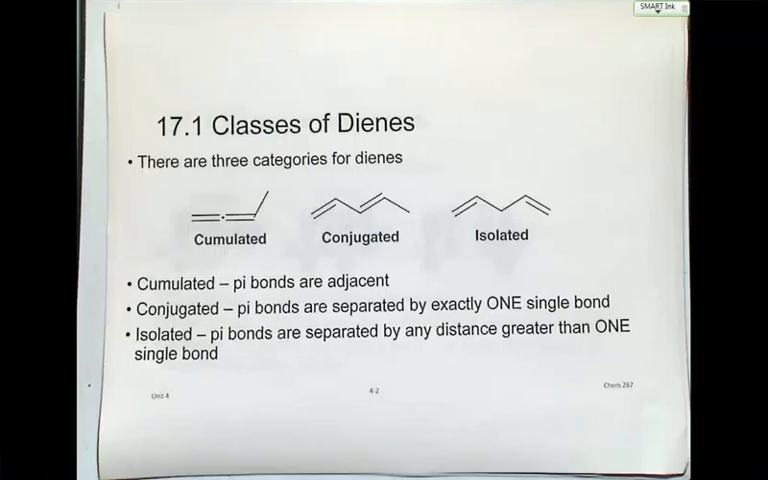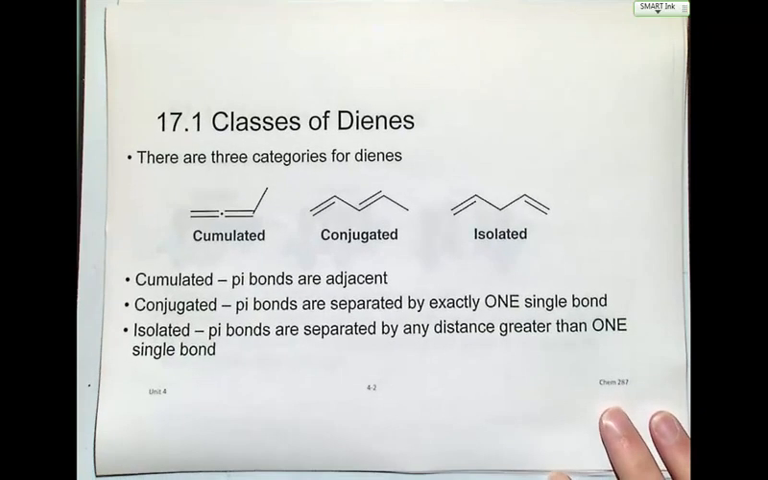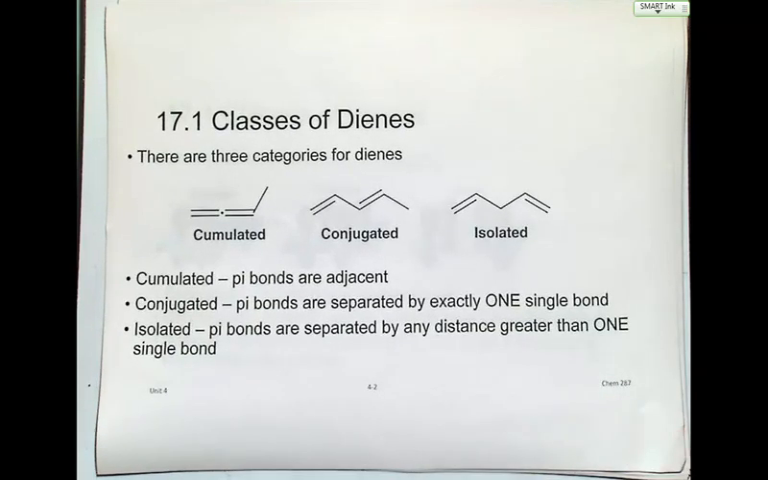Okay, so we're starting a new chapter. We'll be doing this chapter 17 for a few days. In this chapter, we're going to look at the reactions of conjugated pi systems. So the first example of those that we'll look at are called dienes.